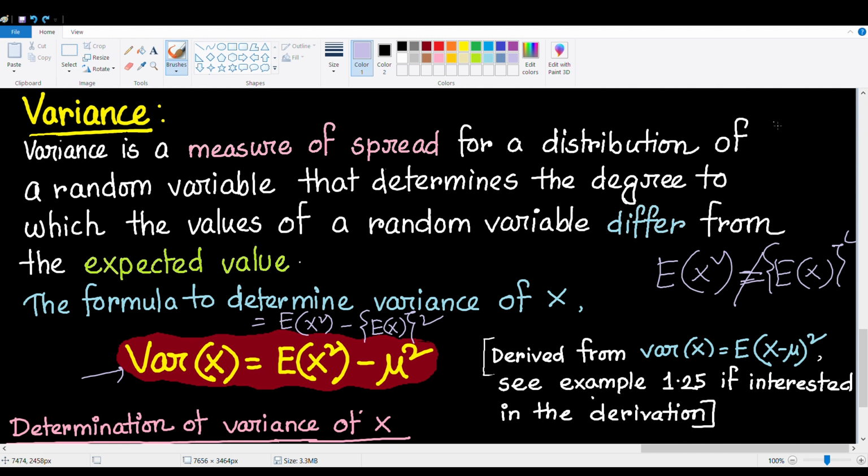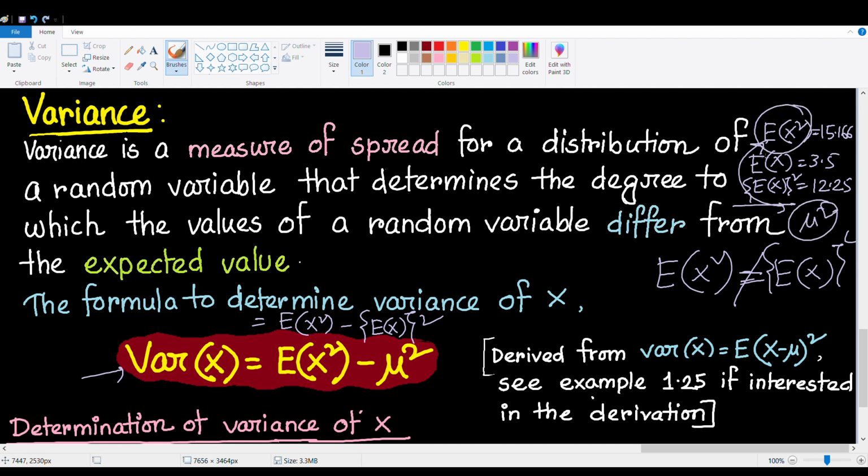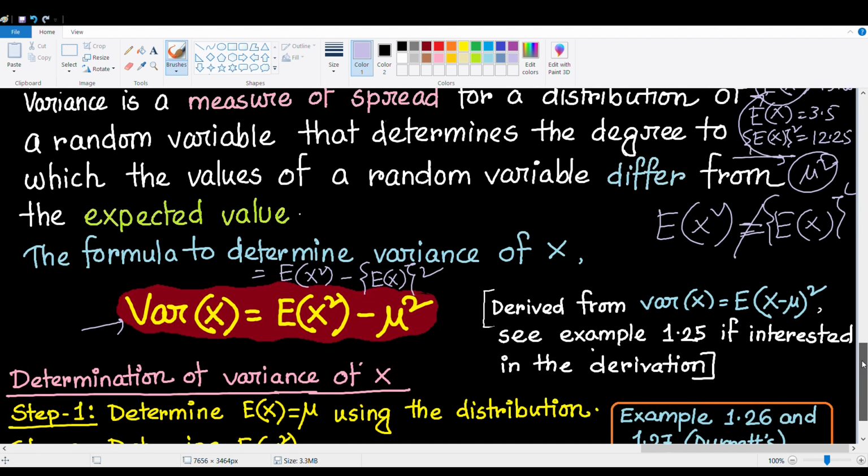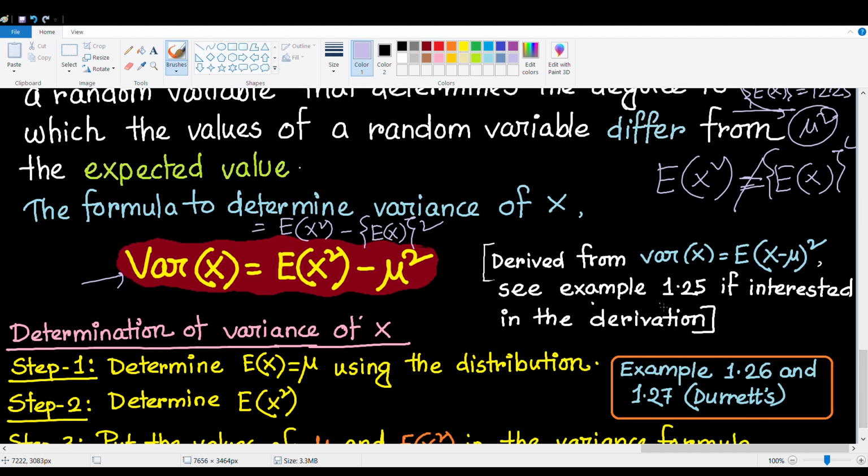In the last example, we saw that if we roll a die, then E of x square equals 15.166, where x is the number that appeared. And in example 2, we saw the average or the mean number in every row is 3.5. So if 3.5 is squared, we will get 12.25. See, E of x whole square, which means mu square, and E of x square are definitely two different terms. Okay, so if you're interested in the derivation, then see example 1.25 from Rick Durrett's Elementary Probability.